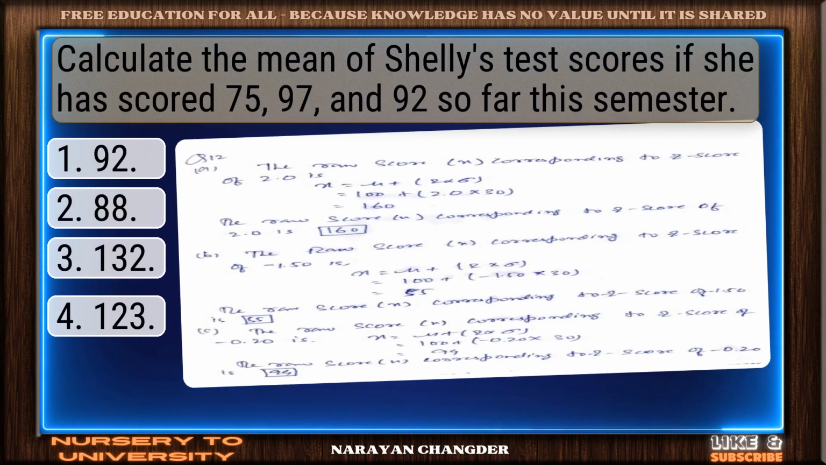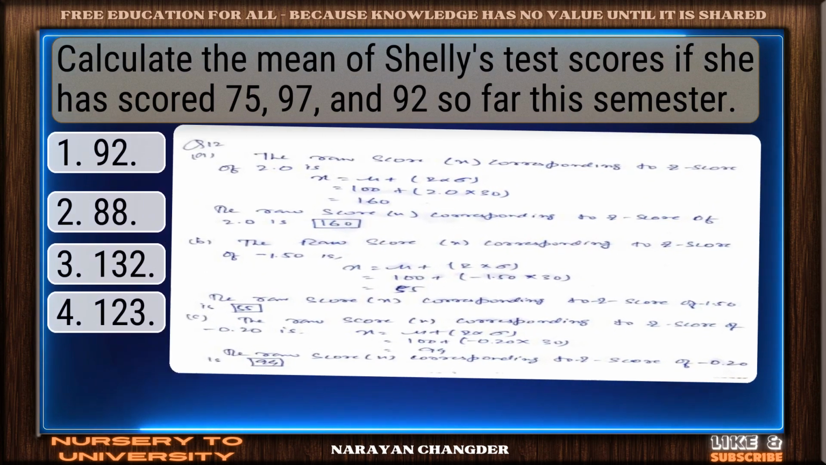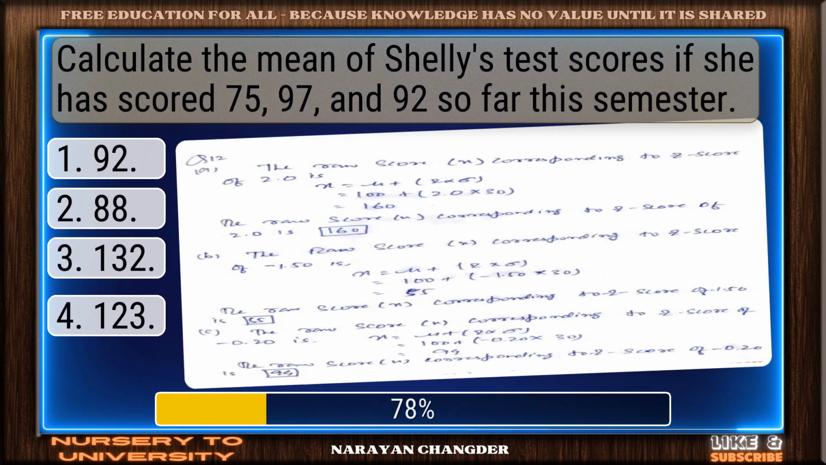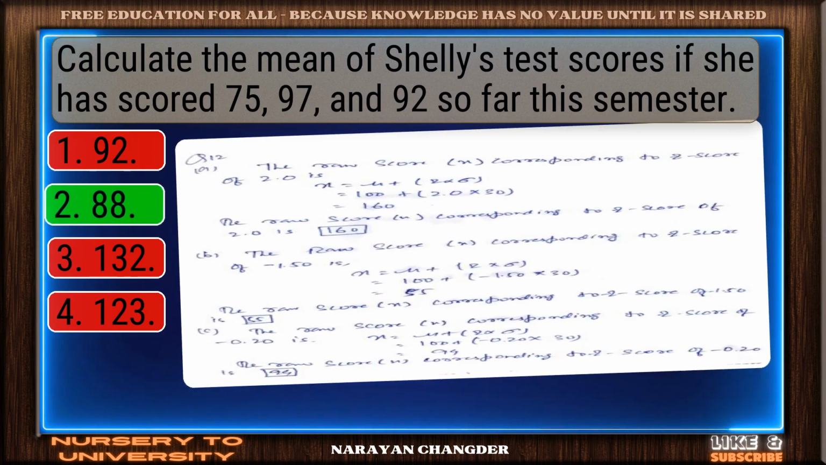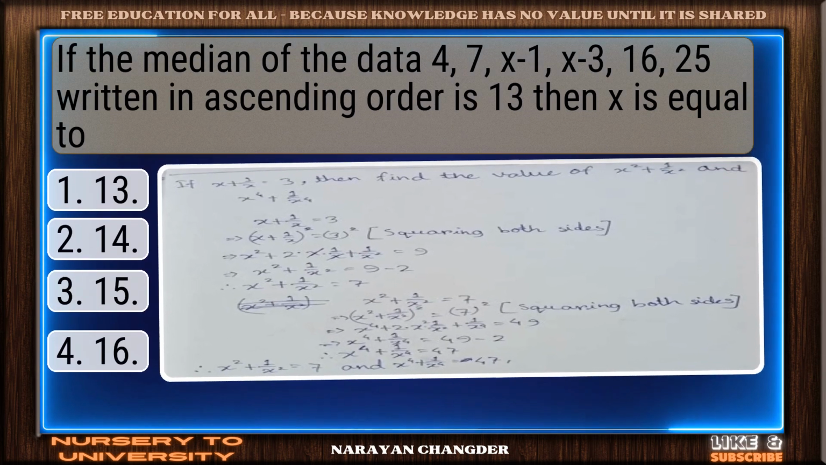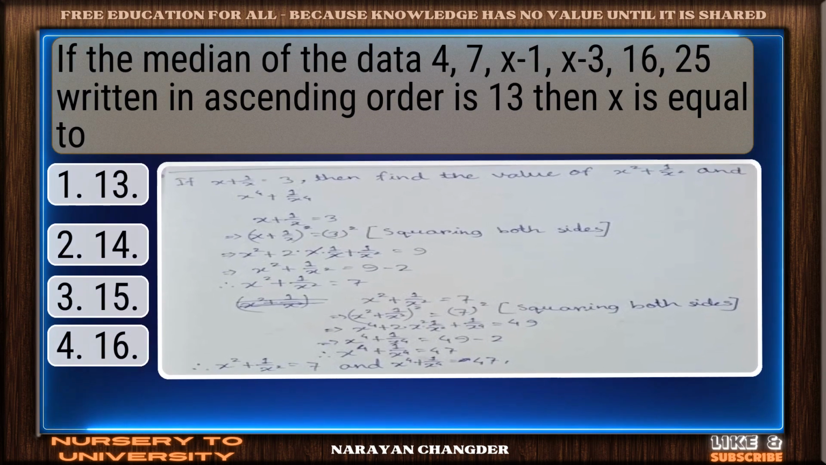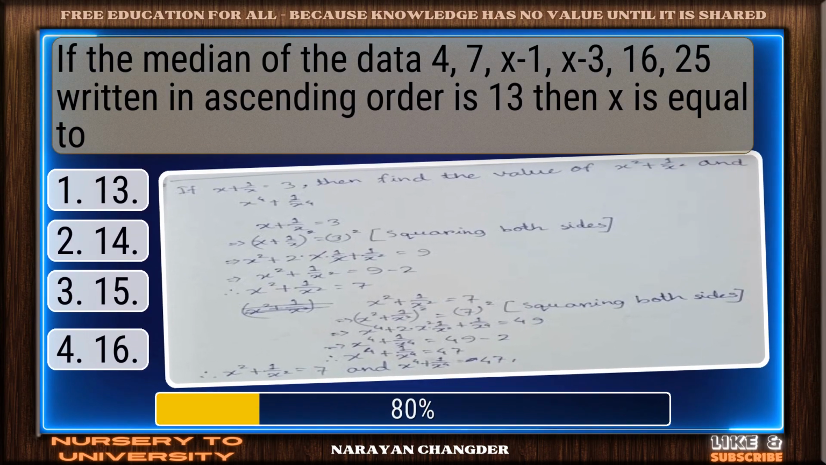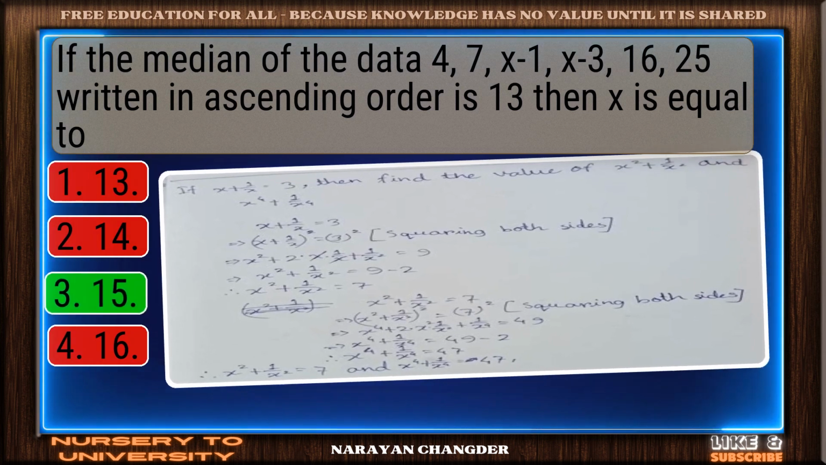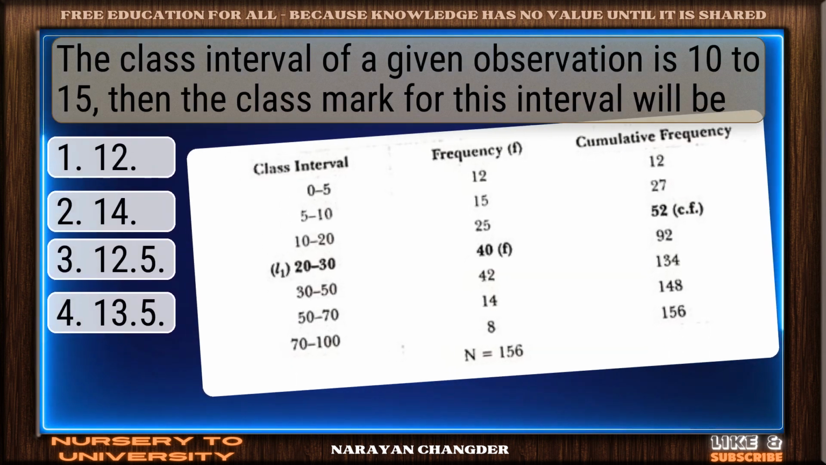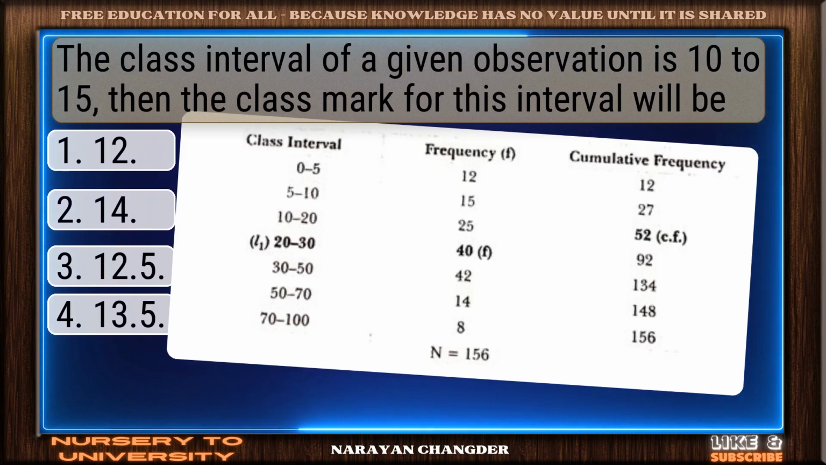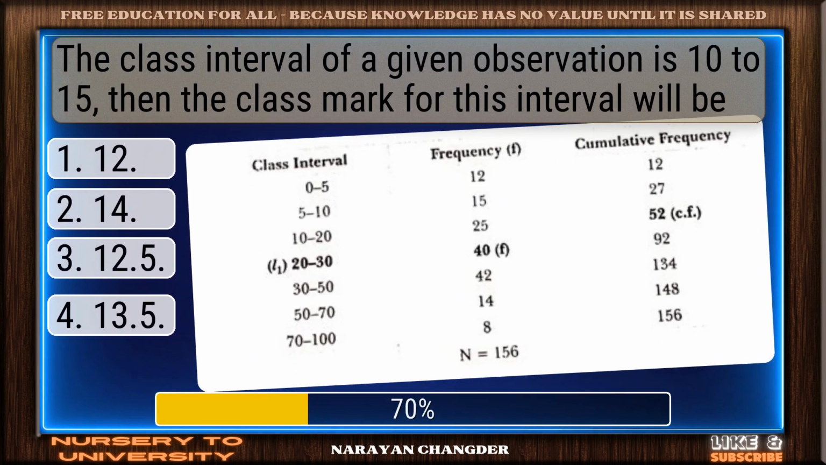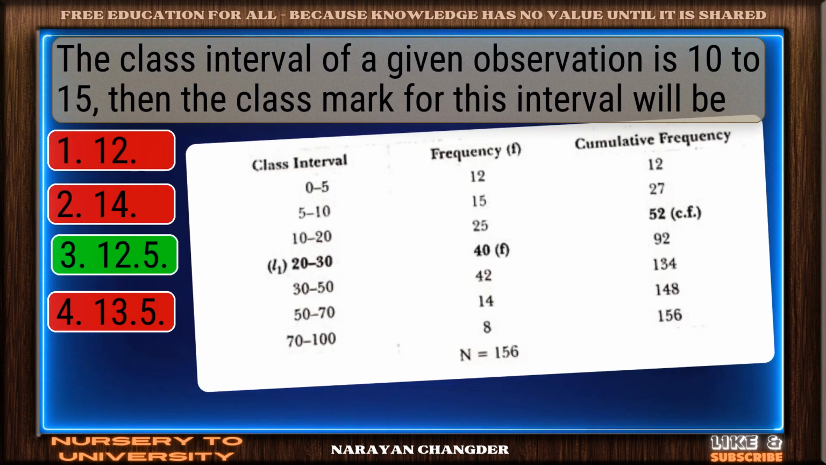Calculate the mean of Shelley's test scores if she has scored 75, 97, and 92 so far this semester. Grade 88 is accurate. If the median of the data 7, x, 11, x+3, 16, 25 written in ascending order is 13, then x is equal to? Right again, 15 is valid. The class interval of a given observation is 10 to 15. Then the class mark for this interval will be? Well done. 12.5 is right.